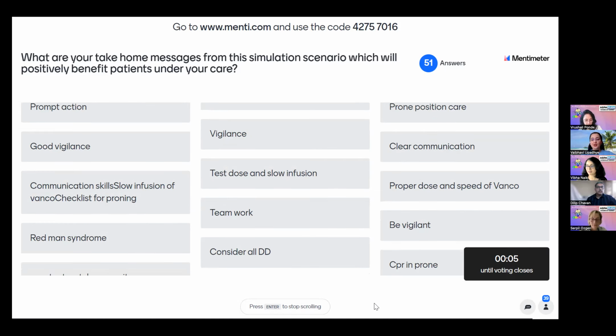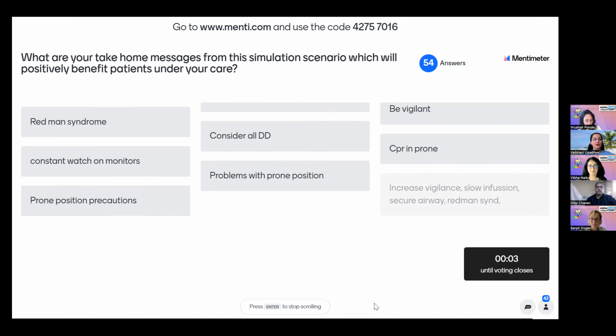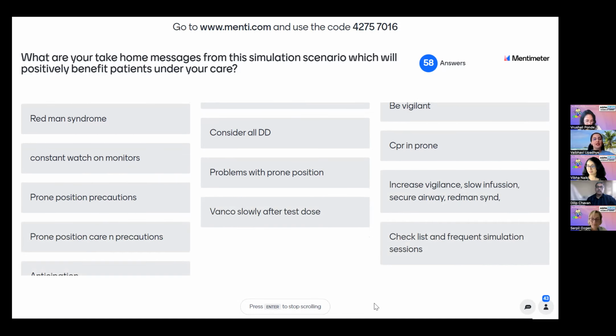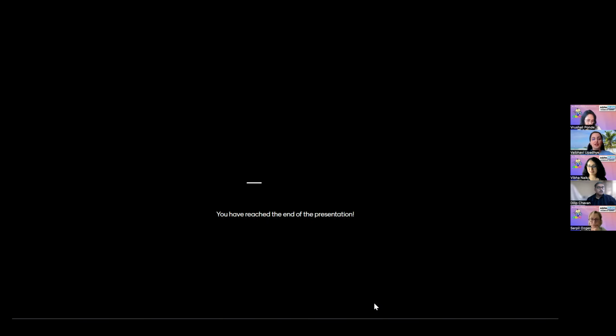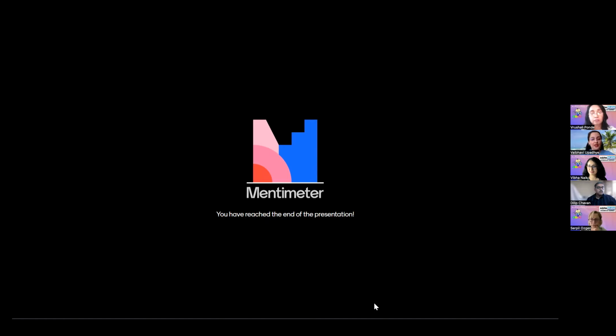All right. So thank you everyone for your participation. I'm just going to take you to the learning objectives that we had planned for all of you. Vancomycin infusion reaction is anaphylactoid and infusion rate dependent. The initial resuscitation in prone position during critical incidents is crucial, and prone position challenges in anesthesia are multidimensional. So I'm happy to see that the take-homes do match with the learning objectives. And that is the end of the first presentation.